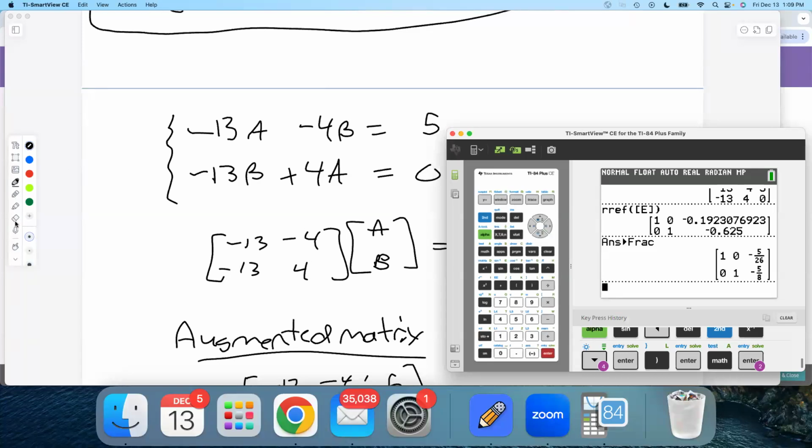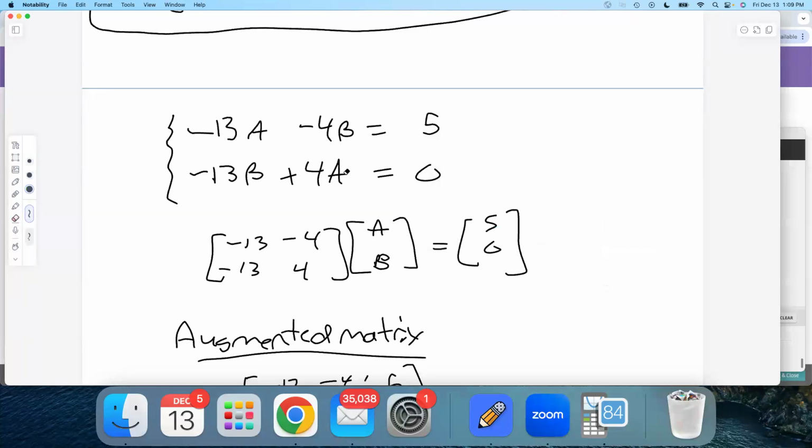So what we should have right here, 4A minus 13B. Everybody's got to be lined up. So this should be 4 here, -13 there. So your A's and your B's need to be lined up.